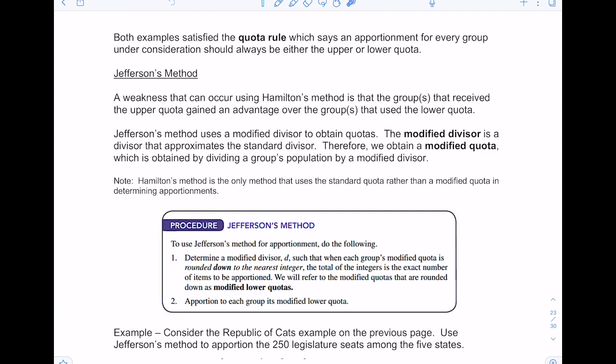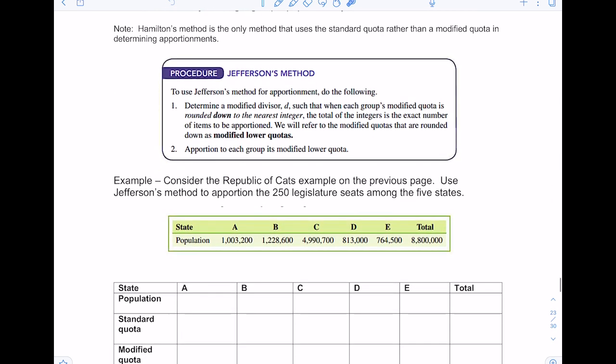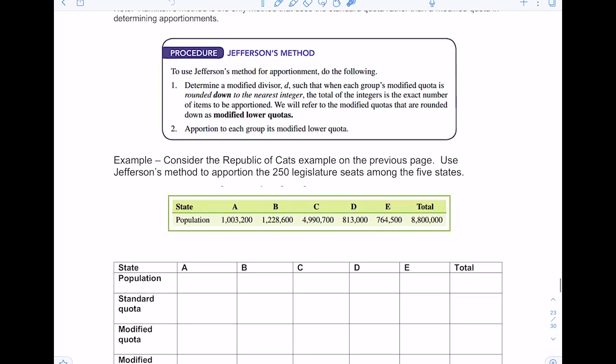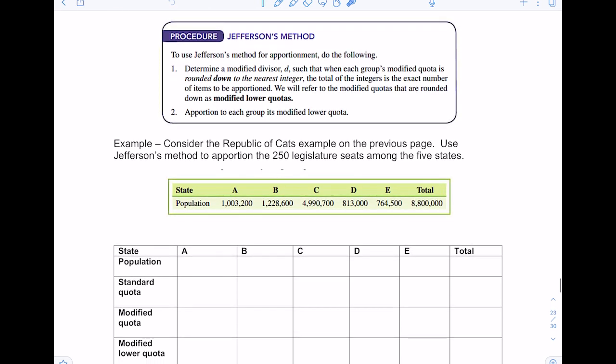So Jefferson's method uses a modified divisor, and the modified divisor is a divisor that approximates the standard divisor. So instead of getting a standard quota, we obtain what we call a modified quota. It's basically the same thing though, just a different name, okay? And the way we get that is just by dividing the group's population by the modified divisor. So same process, but it's modified this time. Okay, so here's a procedure, and we're going to work out this problem here.